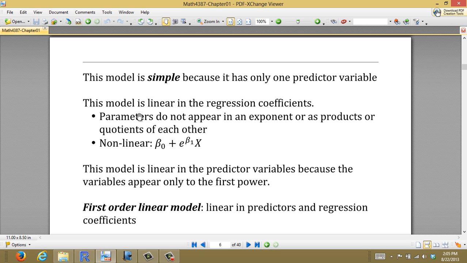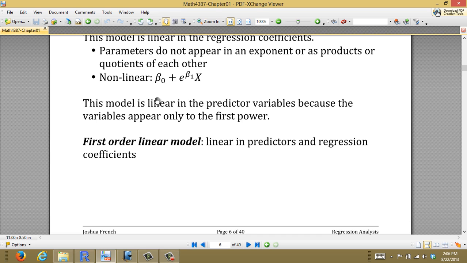which means that the parameters do not appear in an exponent or as a product or quotient of each other, which essentially means that we can write our regression model as some sort of linear combination. So an example of a nonlinear model would be beta naught plus e to the beta 1 power times x. In this case, the parameter appears in the exponent, e to the beta 1 power, and so that would be an example of a nonlinear model.